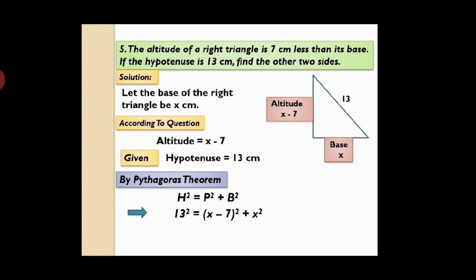Here the hypotenuse is 13 square equals, the perpendicular is x minus 7 whole square plus the base is x square. Now again here x minus 7 whole square. For solving this we will use the identity a minus b whole square and we will get 13 square, it means 169, and when we use the a minus b whole square identity we will get x square minus 14x plus 49 plus x square.